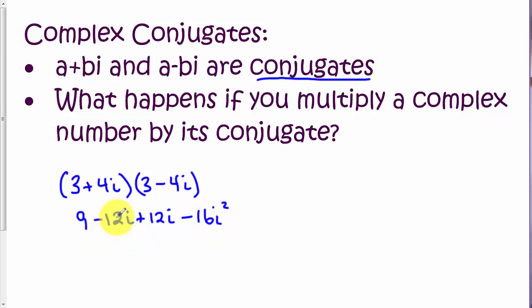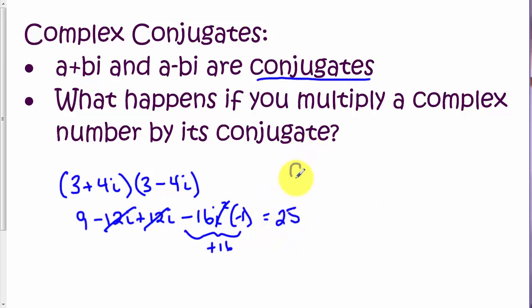And let's simplify it. We have positive and negative the same thing, so those will add up to be 0. And we're going to replace this i squared with negative 1. So this becomes positive 16, and 9 plus 16 is 25. When you multiply conjugates, you will always get a real number.